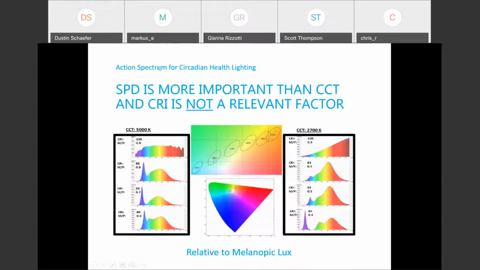On the left here, we can see that here's another source that has a CRI of 100, but it has a very high melanopic ratio of 0.9. You can see there's much more blue light energy in this band of light. And that, judging from the look of that curve, is probably an overcast sky. So SPD and CCT are very important for melanopic lux. Color rendering doesn't matter.